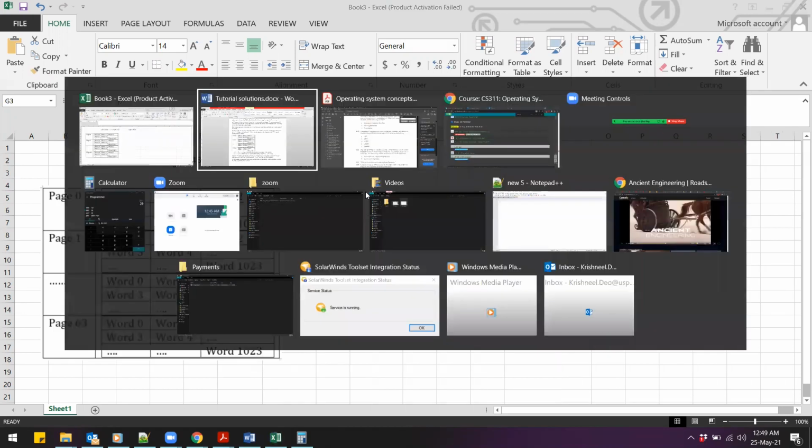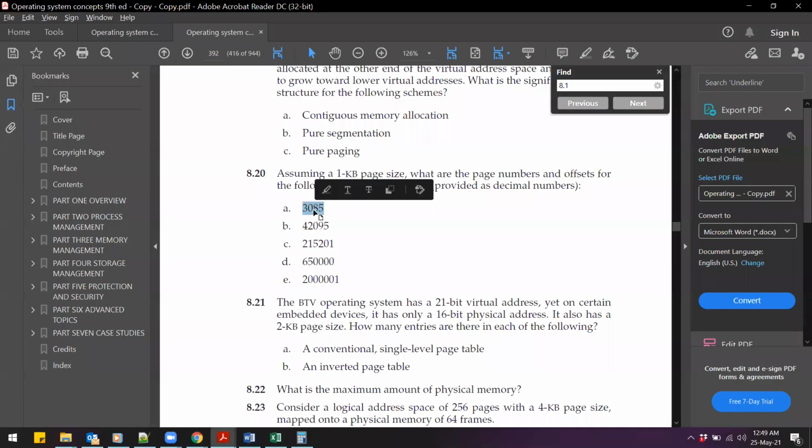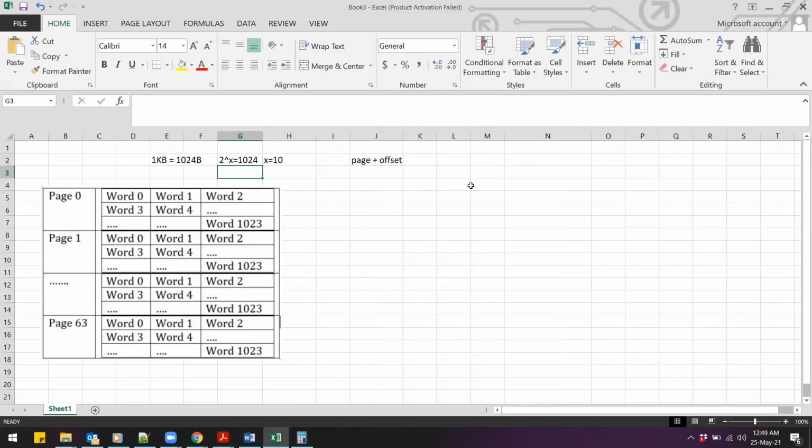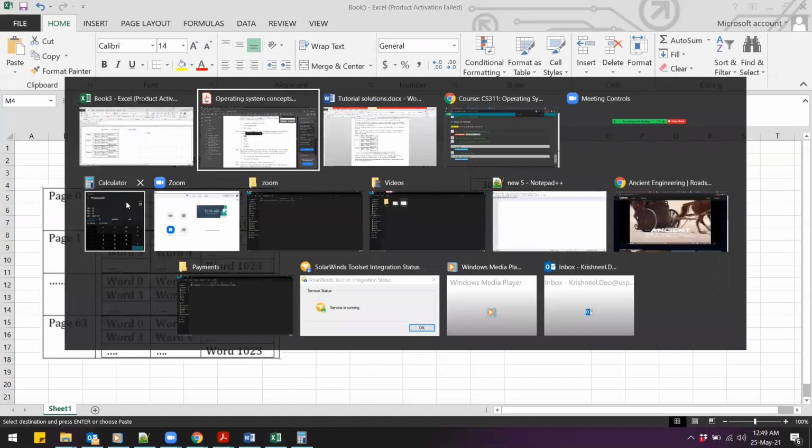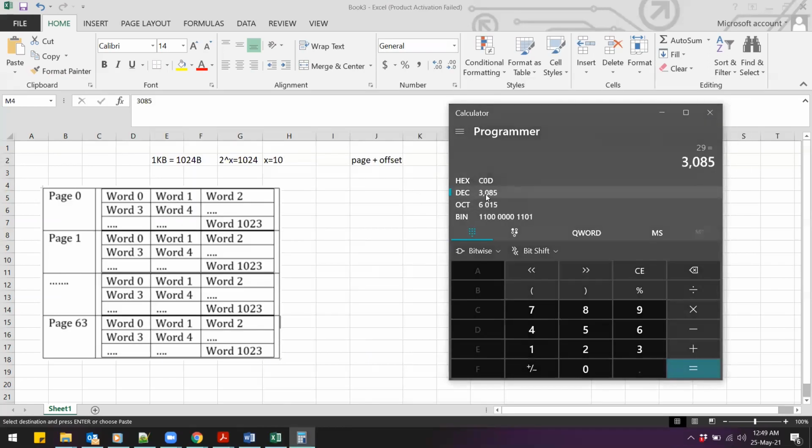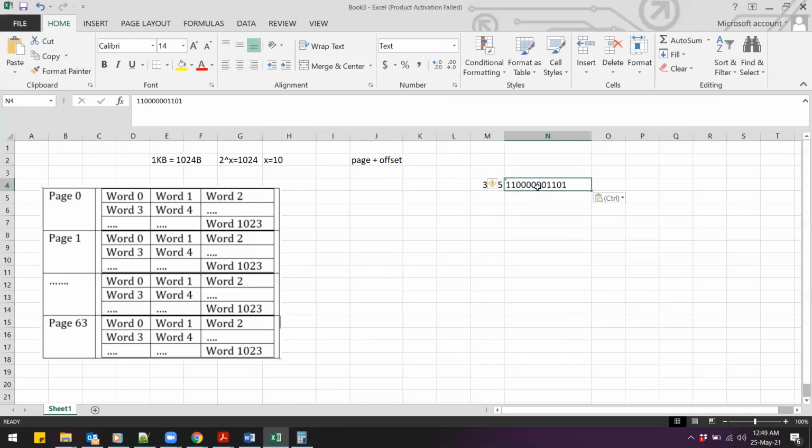Now the first number that we are given here is 3085. That is the logical address in decimal. So what we need to do is convert that to binary. So this number is in decimal, and if you convert that to binary, we get this number. So this is the logical address in decimal, and this is the logical address in binary.